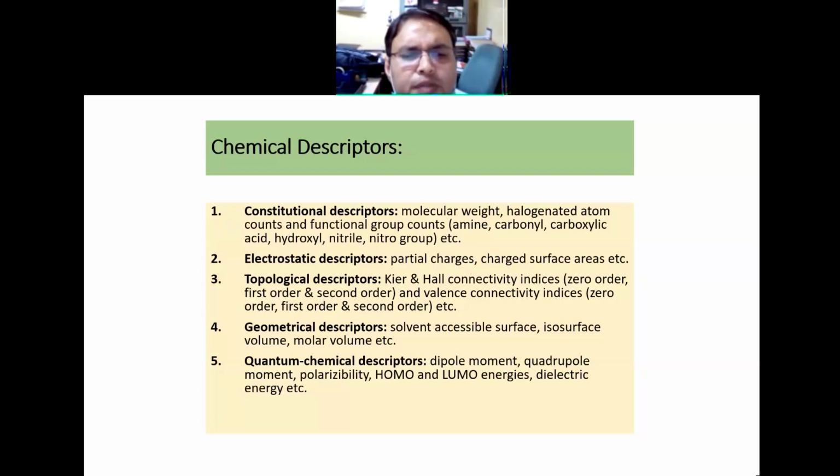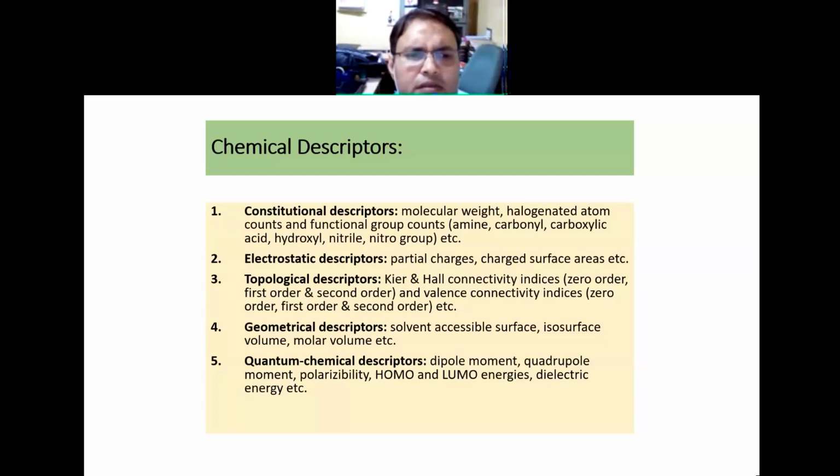The next group is geometrical descriptors. We consider properties having a role in deciding the geometry of a small molecule, like solvent accessible surface, isosurface, molecular volume, etc. And the last category is quantum chemical descriptors, where we mostly cover properties having a role at the quantum level or orbital level, for example, dipole moment, HOMO energy, dielectric constant, energy, etc.